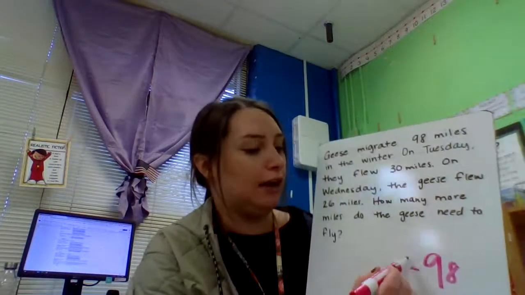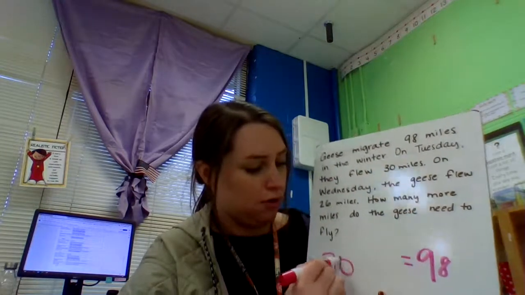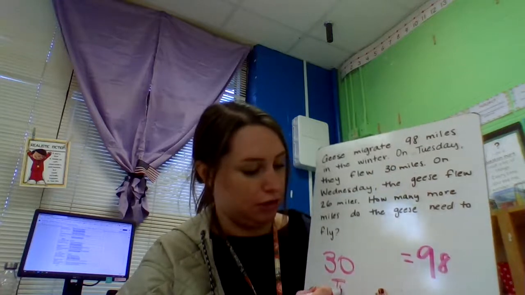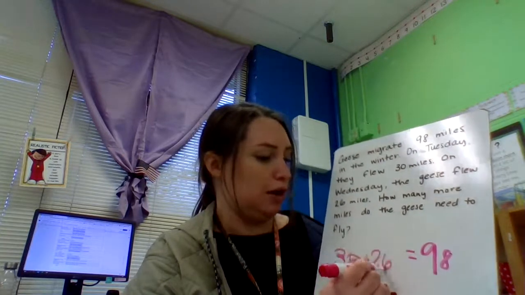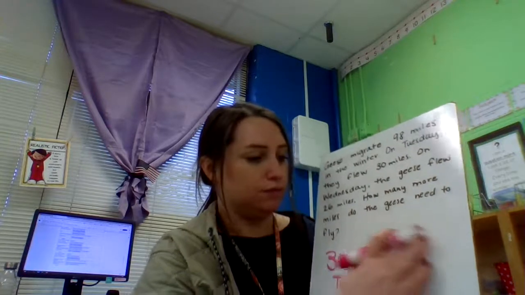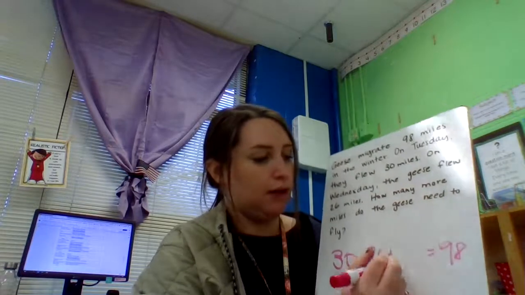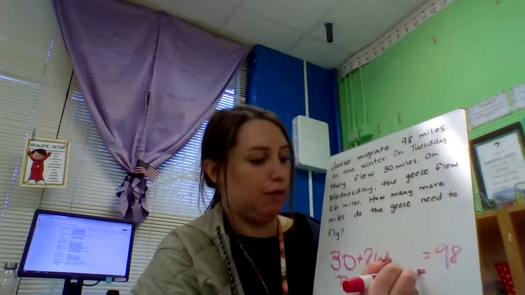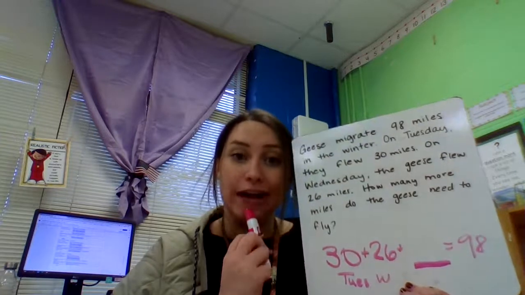Okay, to get there, I know that they've gone 30 miles on Tuesday. So I'll write Tuesday, 30 miles on Tuesday. And then they did 26 miles on Wednesday. So I need to know how many more miles they need to go on Thursday. So I have a missing addend. How can I find the answer?